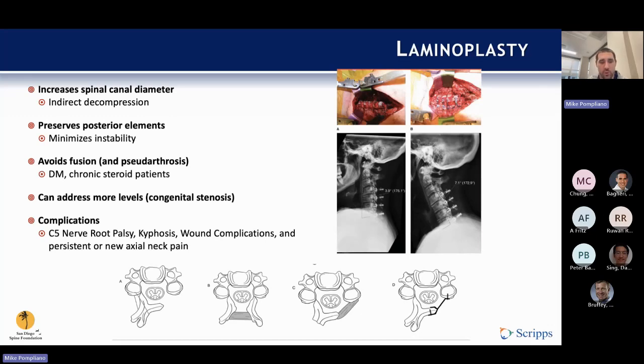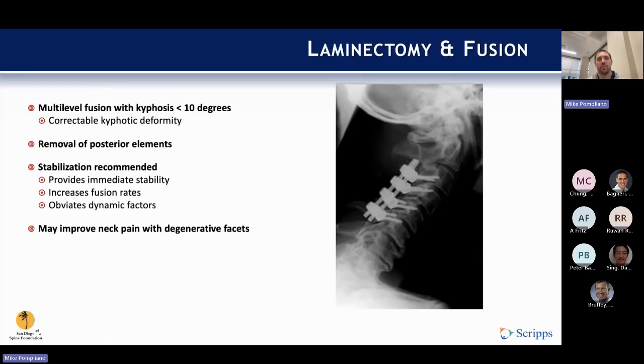The bottom is a pretty good example, with multiple options and ways to do it. I think the one on the right is probably the most common that I've seen anyways, and it provides indirect decompression from the canal diameter.